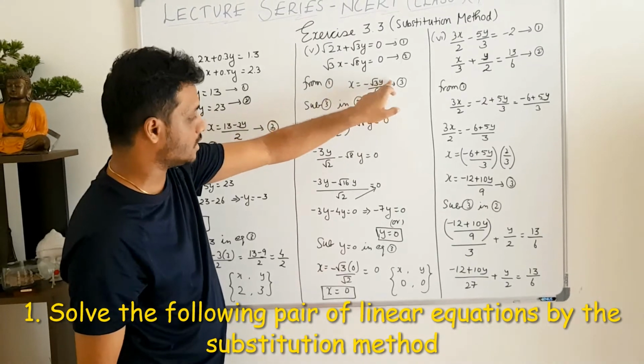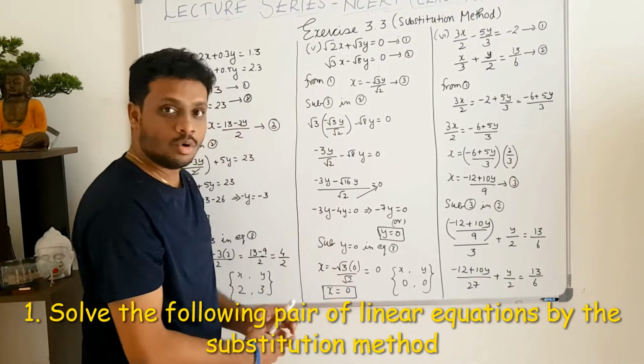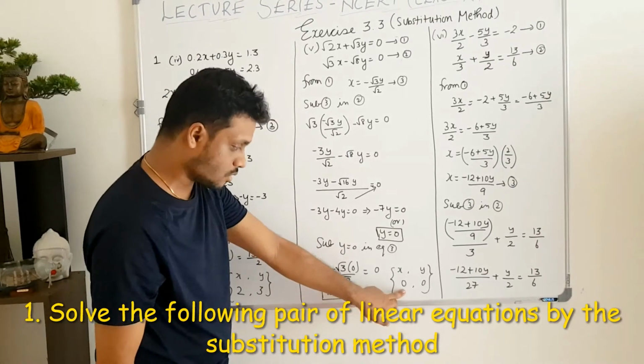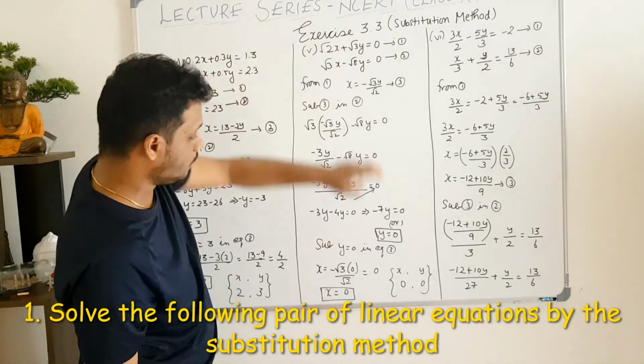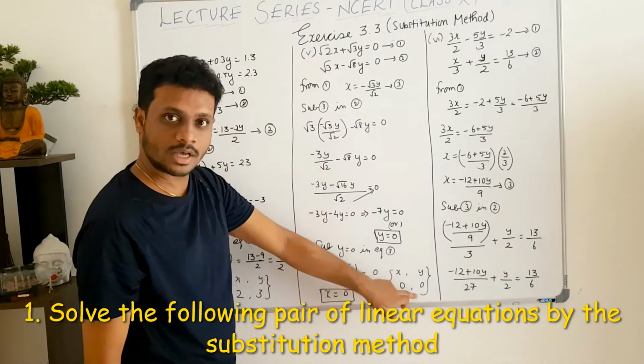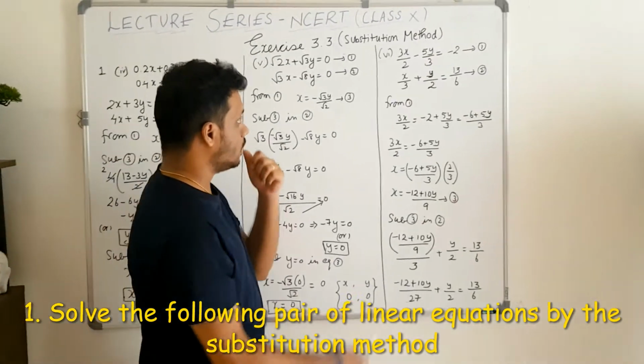So when I substitute y as 0, I see that my x is also 0. So the solution for this equation is x is 0, y is 0. So again, this is a unique solution type. So we got one specific answer for both x and y.